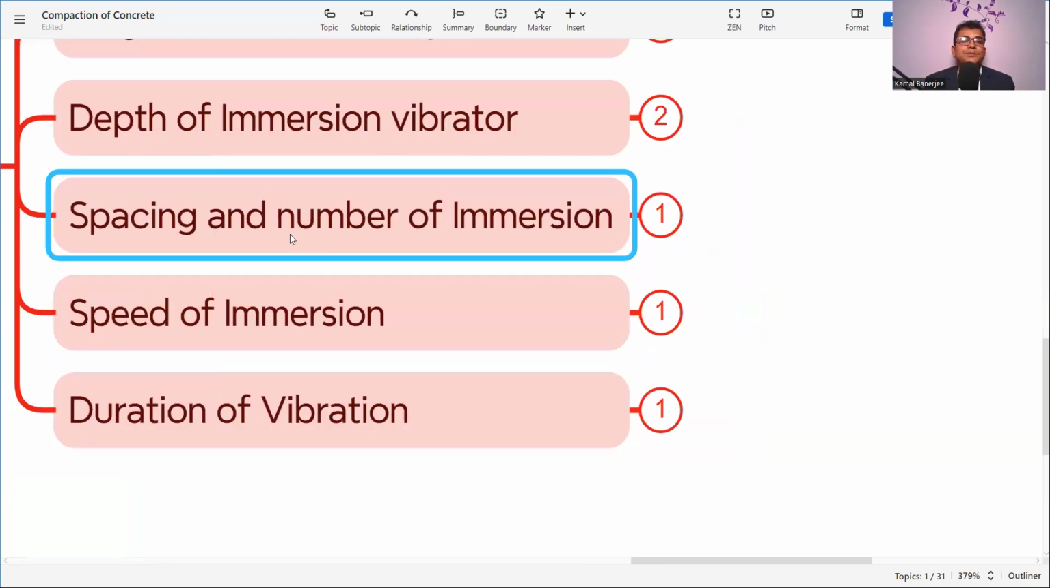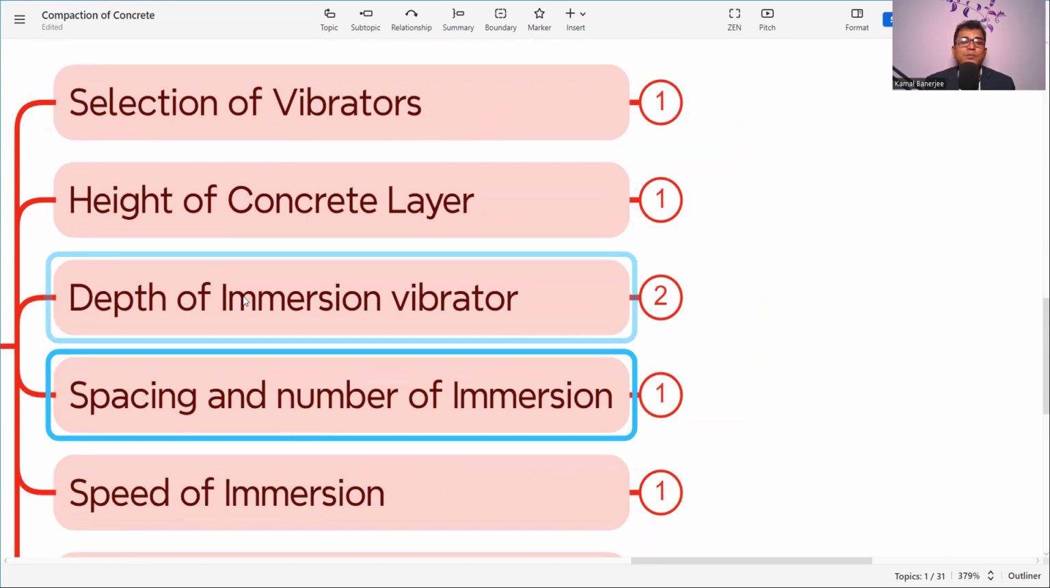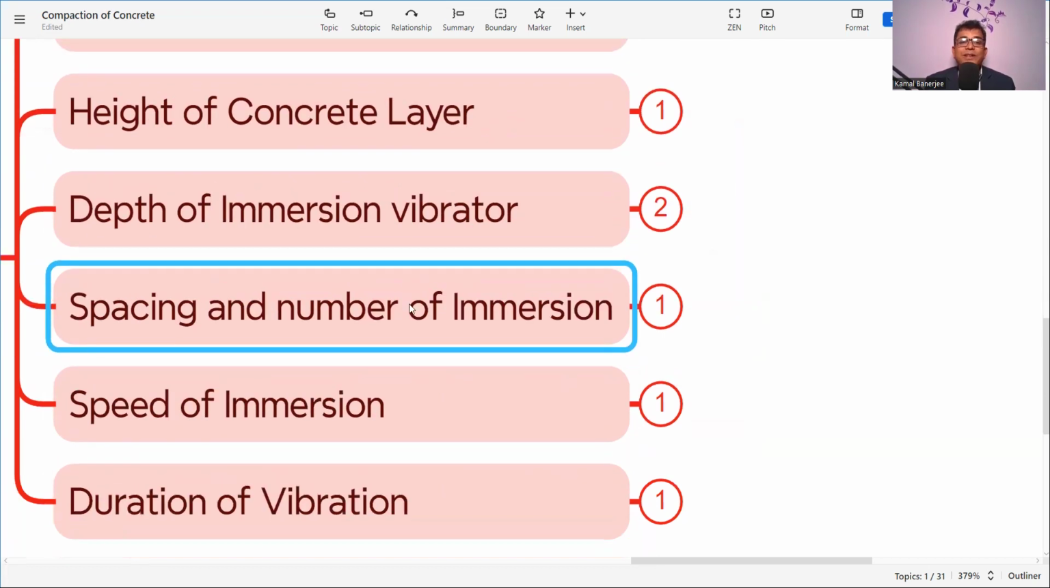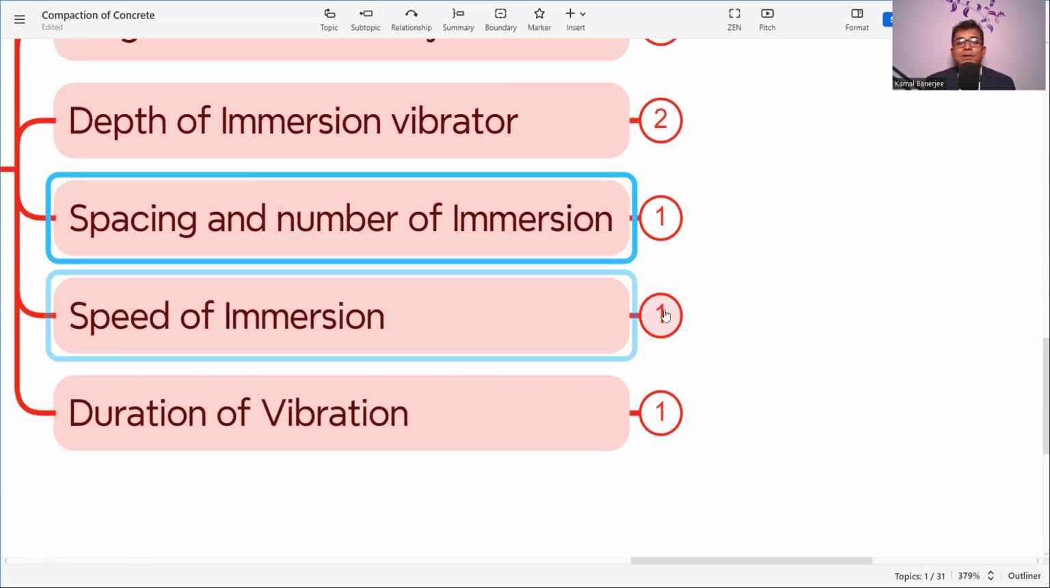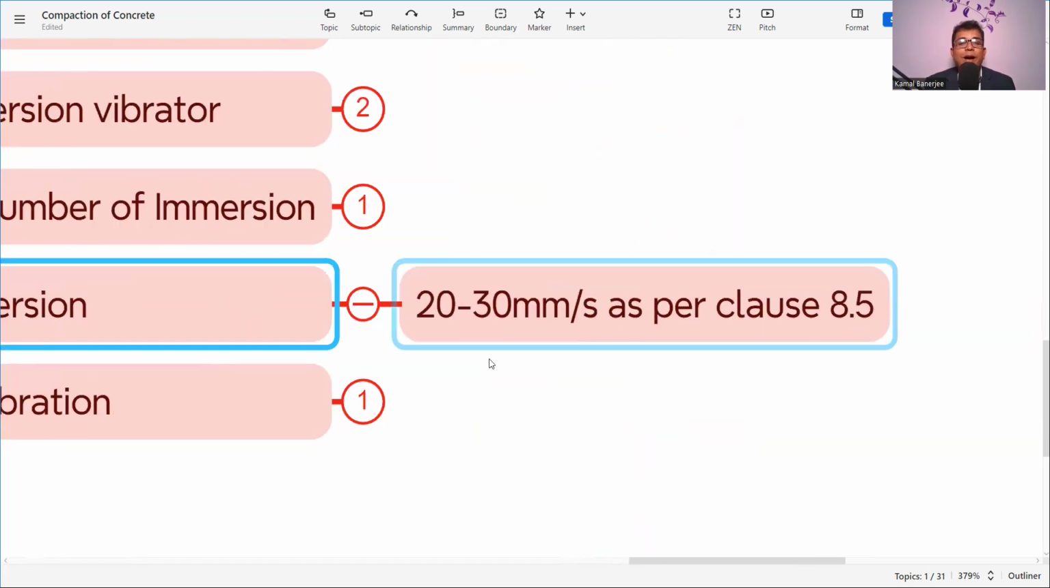So we have already selected the vibrator, height of the concrete layer, depth of immersion, then spacing and number of immersions, then speed of immersion. What will be the speed? That you also need to know. That is also in clause 8.5: 20 to 30 mm per second. So we cannot insert or remove the vibrator directly like this. It should be 20 to 30 mm per second as per clause 8.5 of the IS code. So that also you need to monitor at the site whenever you are doing compaction of the concrete.